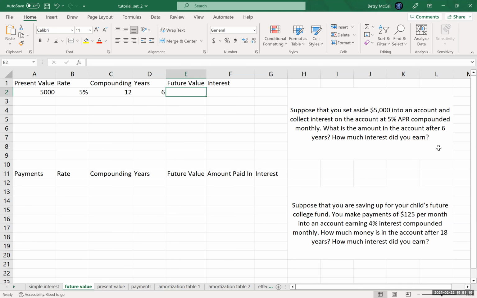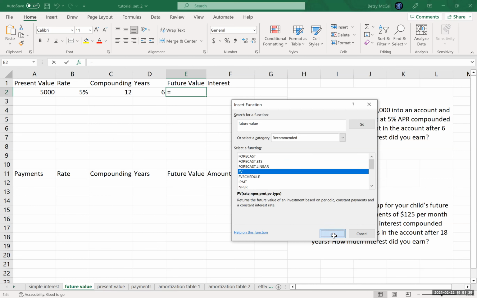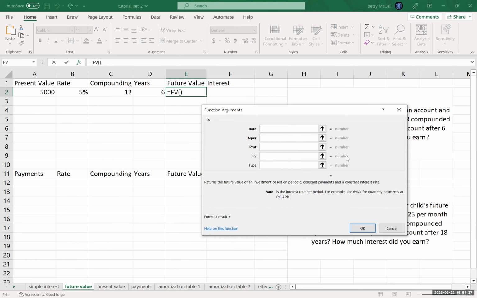Now, if you've never used the future value before, you can go ahead and search for it using our insert function and then looking for future value. And the future value function we want is FV. And so if we click enter, we get this nice pop-up window that tells us what all the components of our formula need to be.